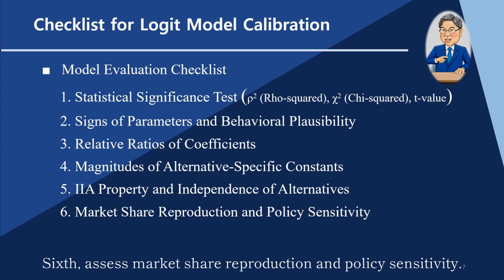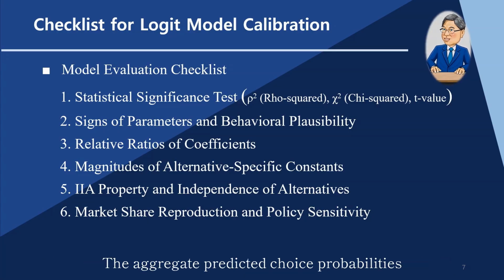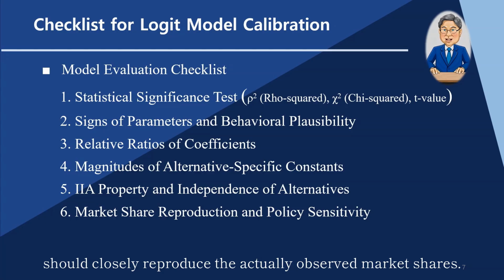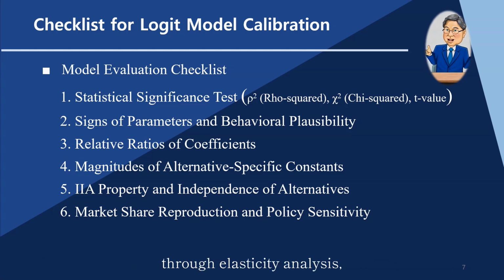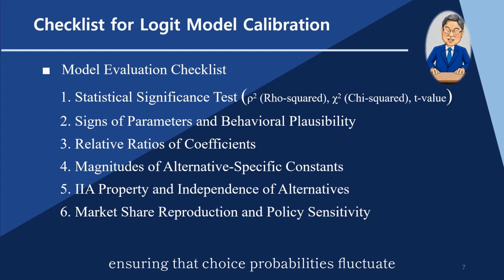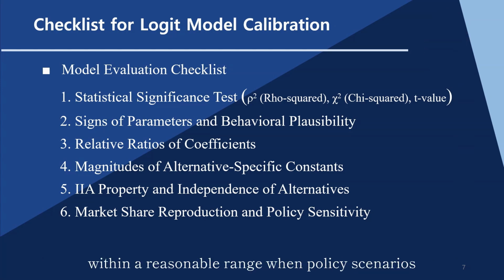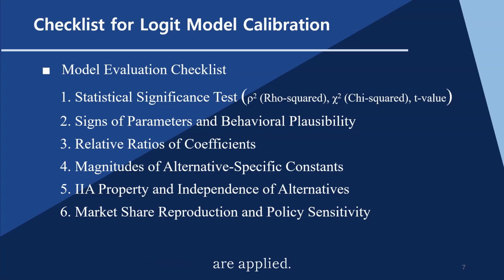Sixth, assess market share reproduction and policy sensitivity. The aggregate predicted choice probabilities should closely reproduce the actually observed market shares. Furthermore, we must validate the model's practical suitability through elasticity analysis, ensuring that choice probabilities fluctuate within a reasonable range when policy scenarios such as fare increases or travel time reductions are applied.